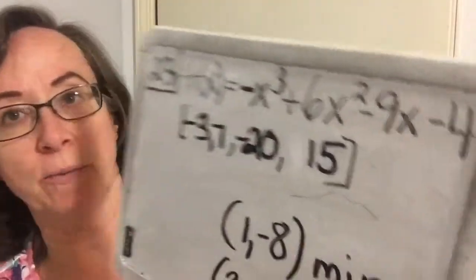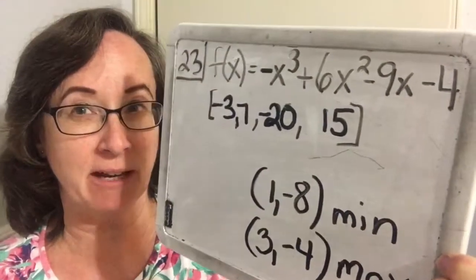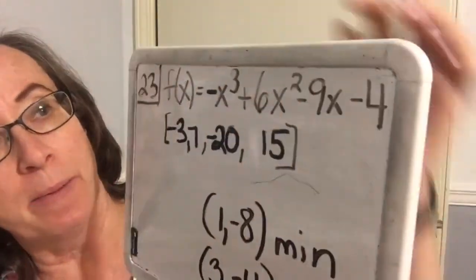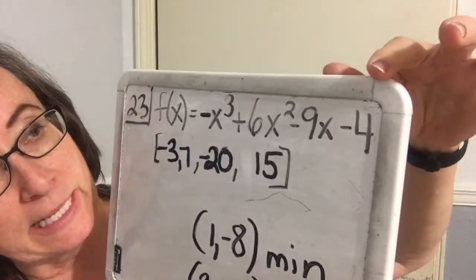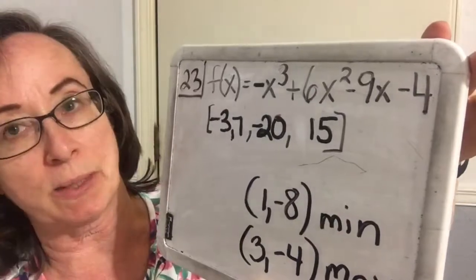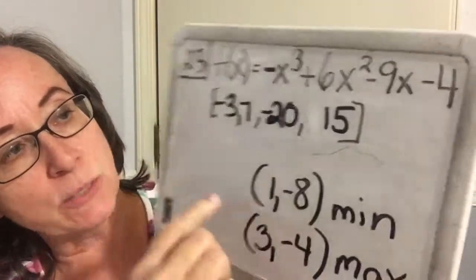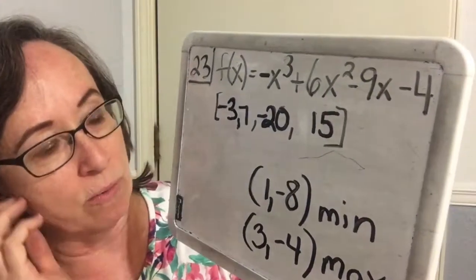Okay, so here we go with number 23. And number 23 is a graphing calculator problem. This was the formula, the equation that they gave us, negative x cubed. So it's going to be a cubic. Remember, cubics have a squiggle in the middle. And these were the parameters that they gave us for adjusting the window.